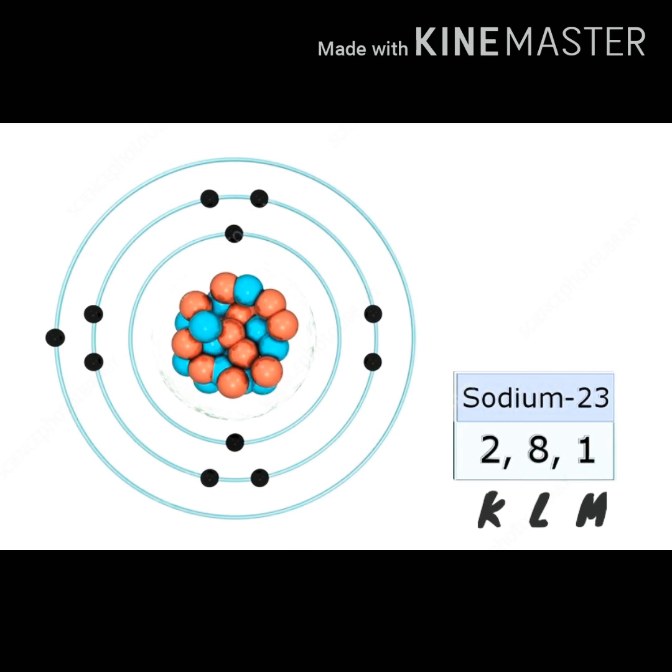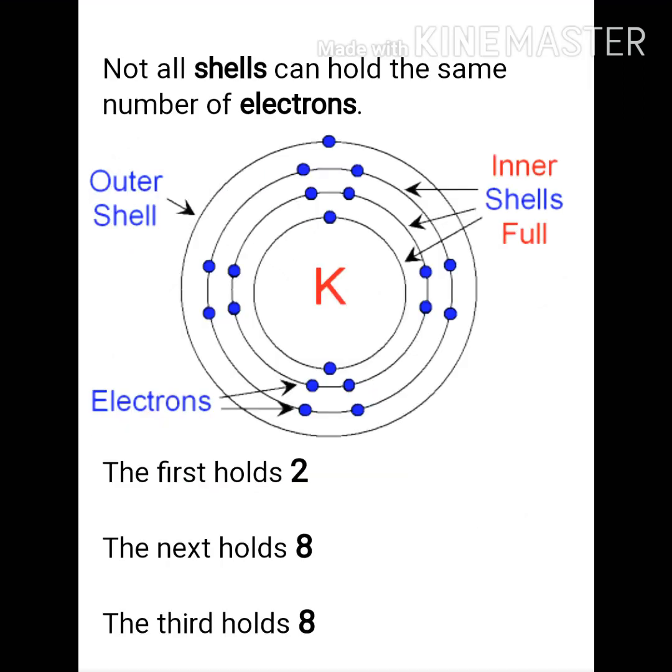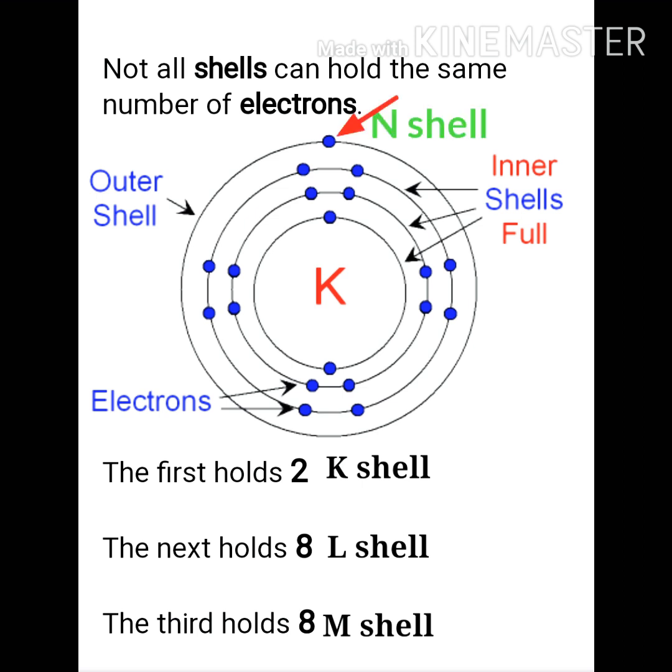In the third period I took sodium. The atomic number is 11 and the electronic configuration is 2 in the K shell, 8 in the L shell because it can contain 8 electrons, and the remaining one will go in the M shell. Okay students, I have also given you the fourth one, potassium, which has atomic number 19. So 19 electrons are present. The first shell takes 2 electrons, then the L shell 8 electrons, then the third 8 electrons, but the ninth one won't remain in the third, it will go in the fourth.